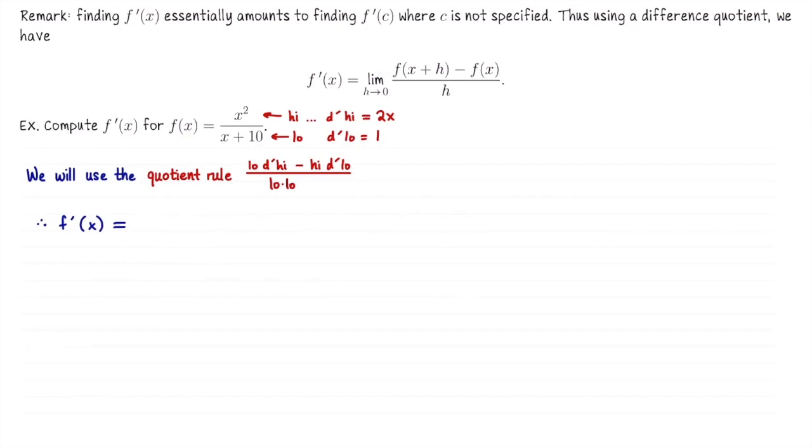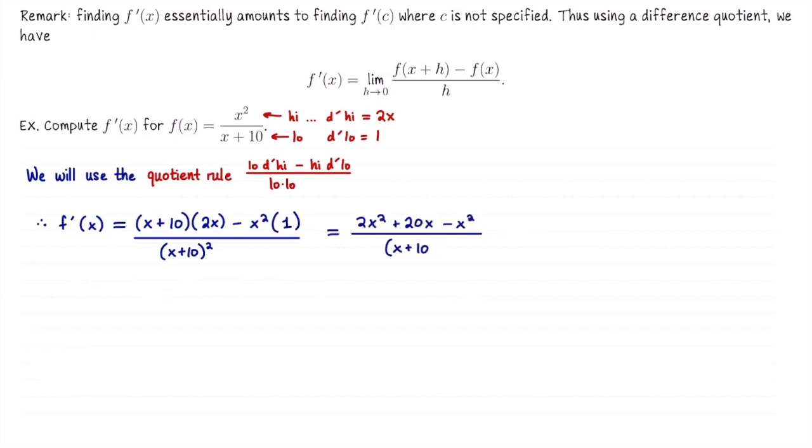So there are a lot of pieces to the quotient rule, but it's not too bad once you put it all together. So low d high minus high d low over low low in this instance is going to be low d high, so x plus 10 times 2x, minus high d low, so minus x squared times 1, all over low low, which just means the denominator squared, so all over x plus 10 squared. Sometimes this simplifies, sometimes it doesn't. Let's see here, I'm going to get 2x squared plus 20x minus x squared all over x plus 10 squared.